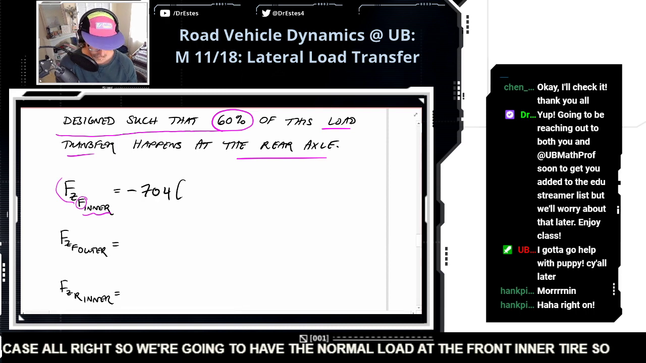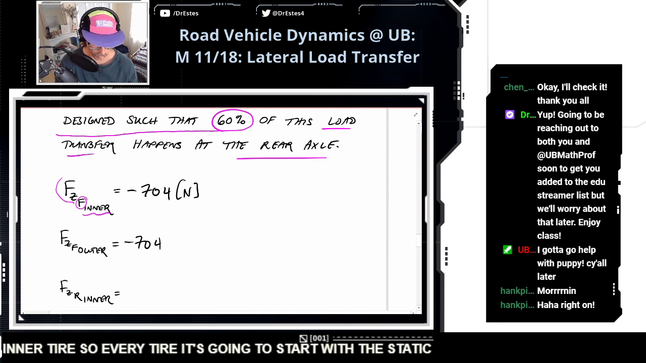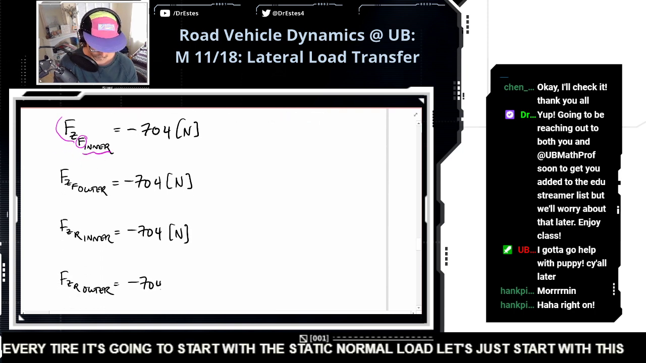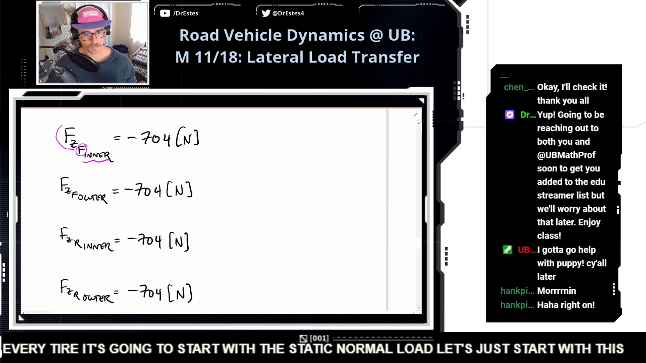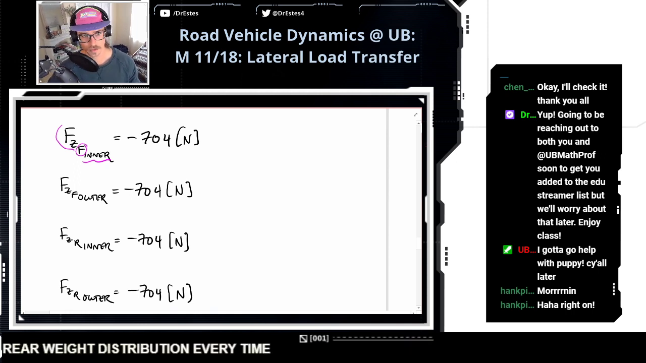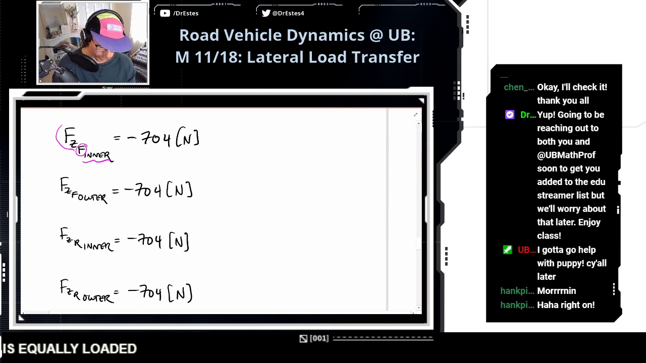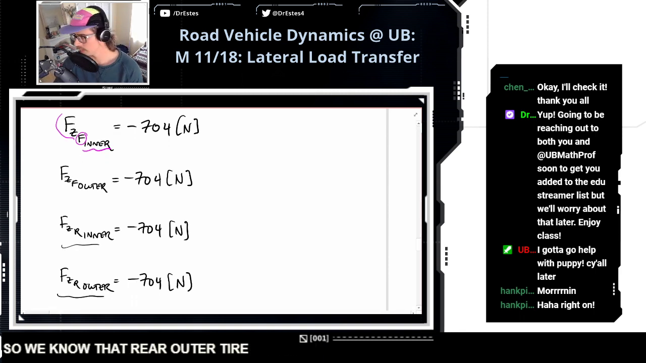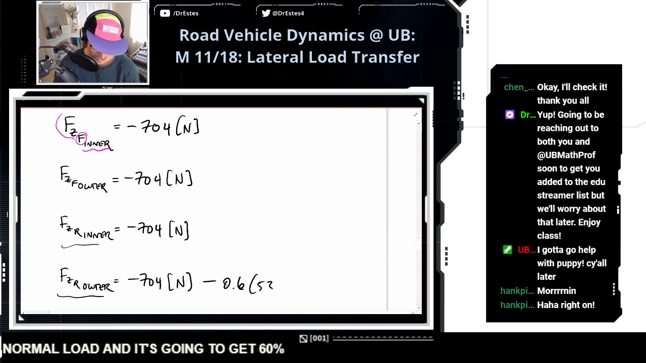So every tire, it's going to start with the static normal load. So let's just start with this. This is how much load is on the tire when it's just chilling on the pavement. 50% front rear weight distribution. Every tire is equally loaded. Okay, now we said the rear tires, when we're cornering at 1G, they're going to get 60% of the load transfer happening right there. So we know the rear outer tire, it's going to get some extra normal load.